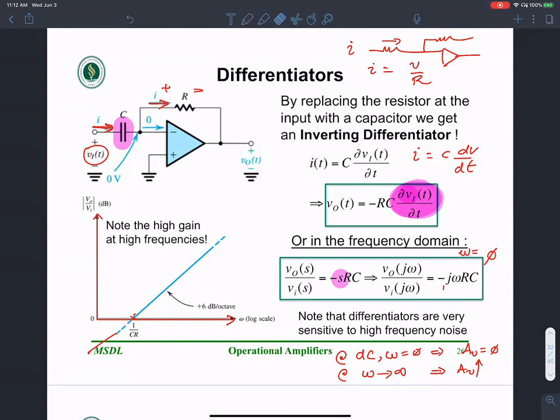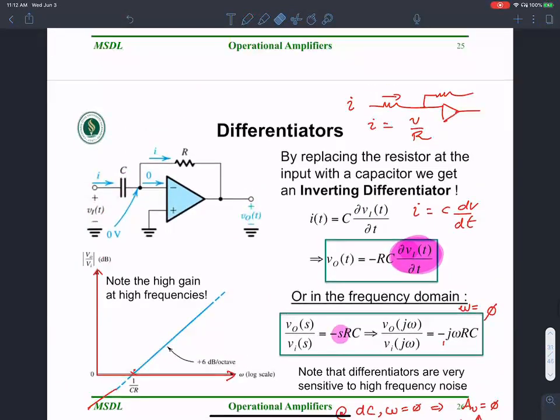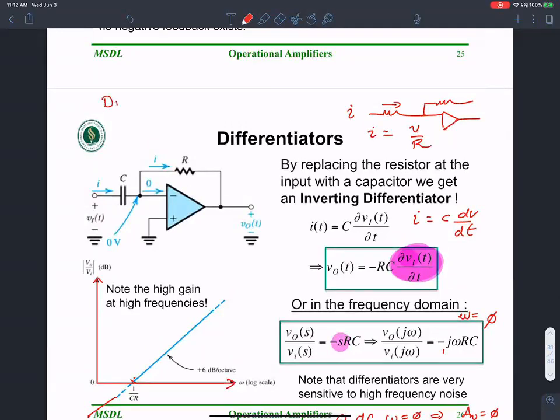Is there any difference between this differentiator and the one we did earlier, like the differentiating amplifier? Oh, the differential amplifier is different. The differential amplifier is quite different from the differentiator. This one does the mathematical differentiation. This does the mathematical derivative of the input voltage.